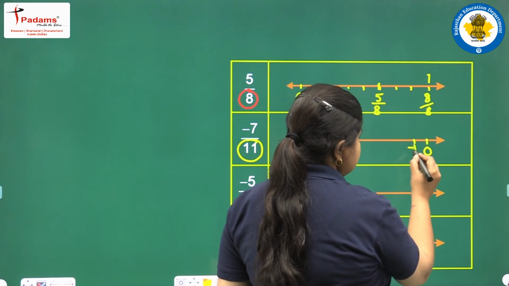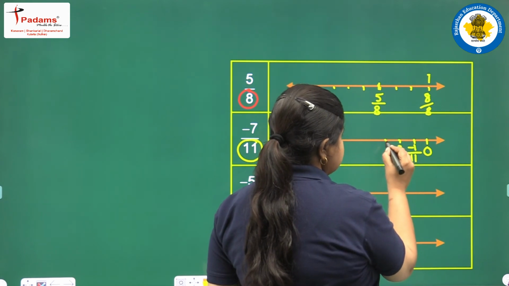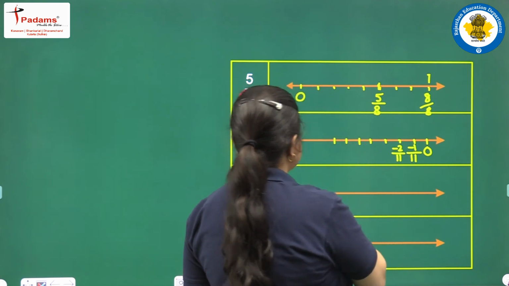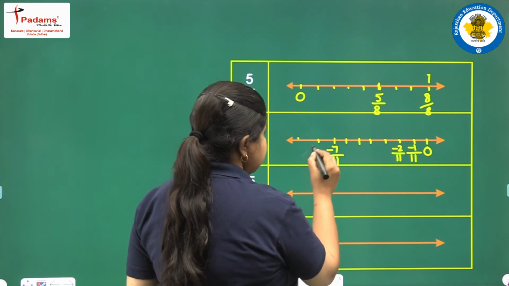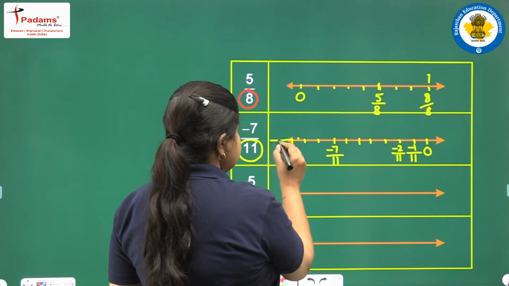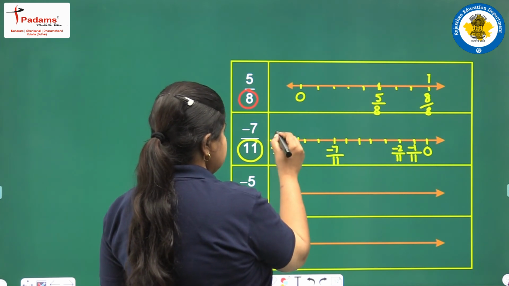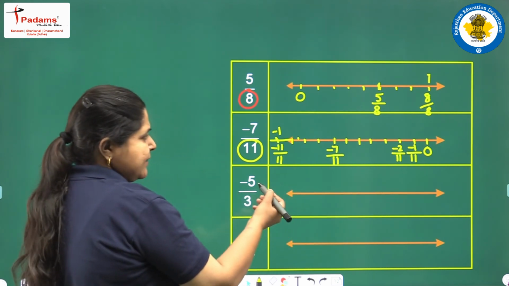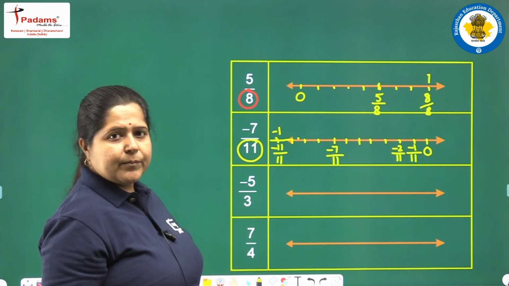It will be minus 1 upon 11, then minus 2 upon 11, minus 3, minus 4, minus 5, minus 6, minus 7. This is minus 7 upon 11, minus 8, minus 9, minus 10, and then when you move it ahead, minus 11 upon 11. This will give me minus 1. Here, what we have done, we have taken to the left, and instead of first marking 0 and minus 1, I have taken at equal distances all the points.